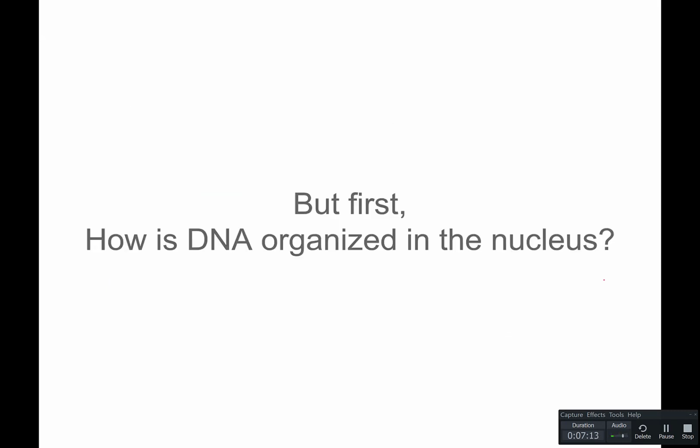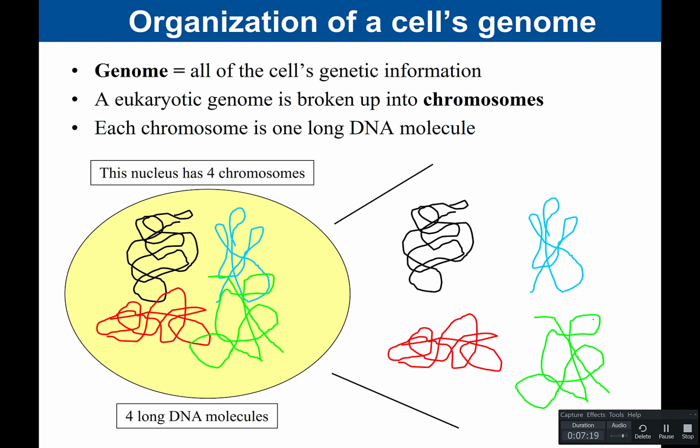But before we can talk about how mitosis works, we need to discuss how DNA is organized in the nucleus. So the genome is all of the cell's genetic information, and a eukaryotic genome is broken up into chromosomes. Each chromosome is one long DNA molecule. Now, you might recall when we compared prokaryotic and eukaryotic cells, prokaryotic chromosomes are circular. Eukaryotic chromosomes are linear. They're long pieces of DNA. In our cells, we have 46 chromosomes. So we have 46 long linear DNA.